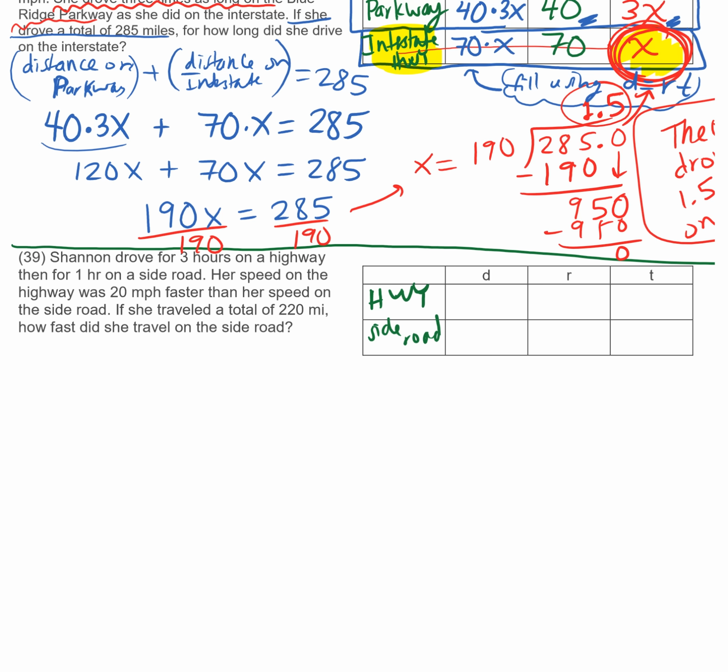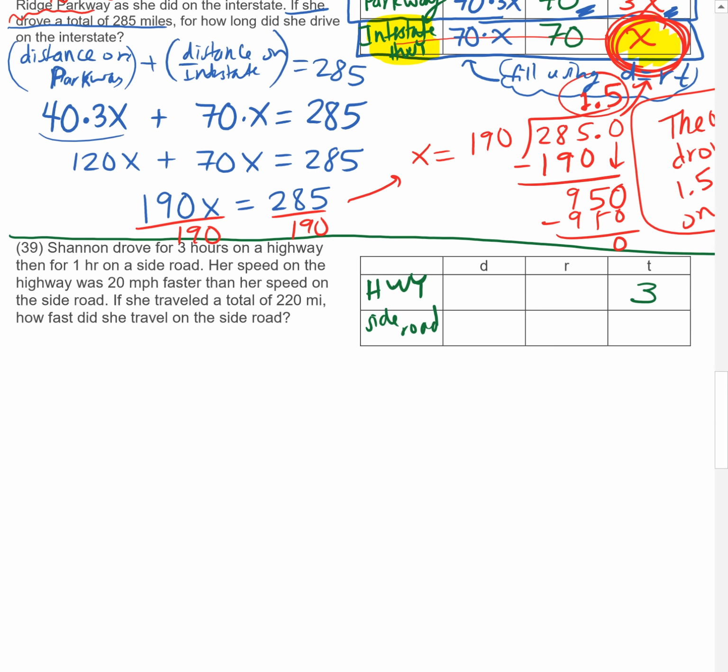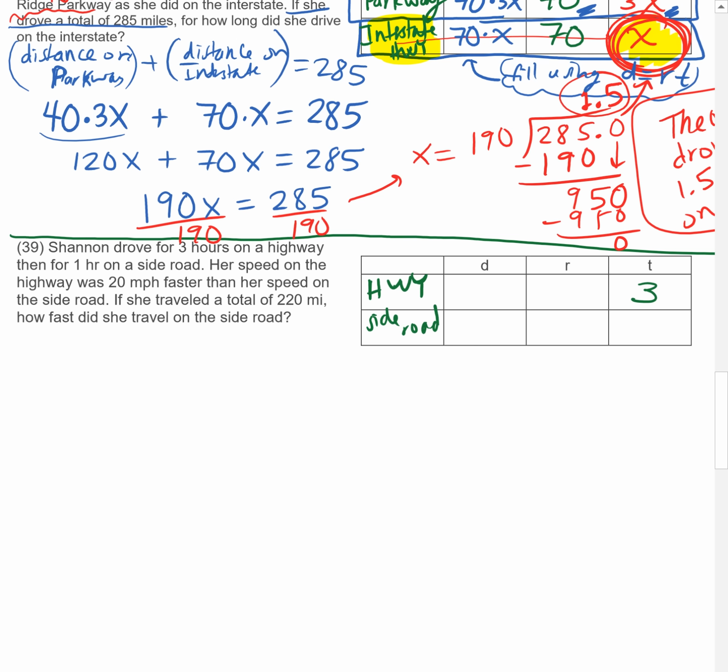Okay, sounds good. The first thing I'm going to look for is, what do they just give us right off the bat? Do they give us the distances? Do they give us the rates? Or do they give us the times? So Shannon drove for 3 hours on a highway. All right, that's time, right? So I'm going to lay that over in the time area for highway. And then 1 hour on the side road. That's time on the side road.